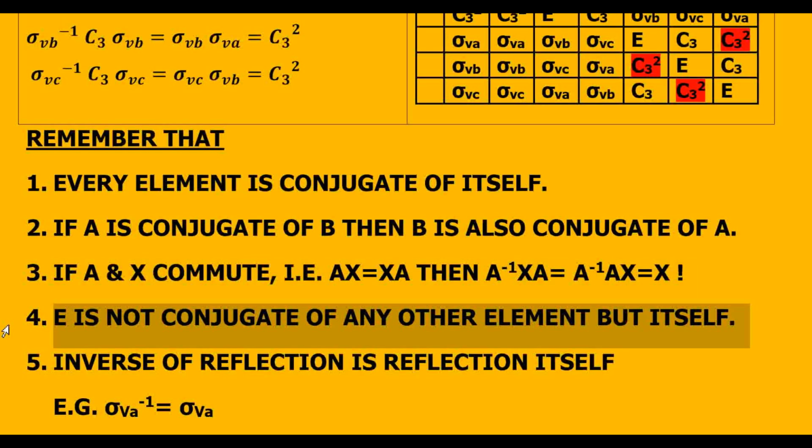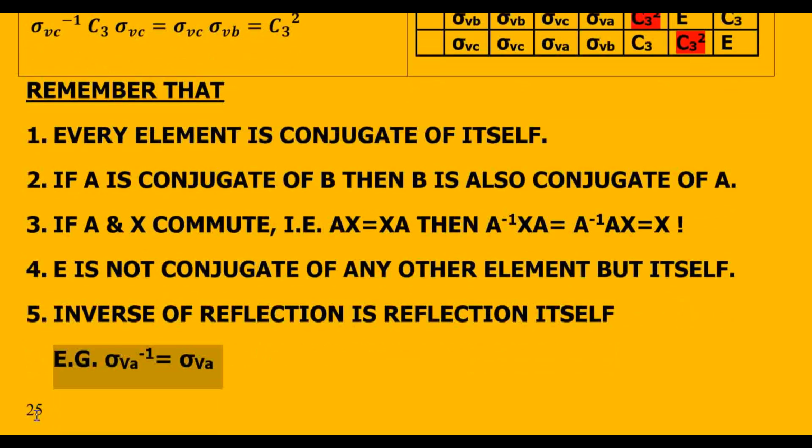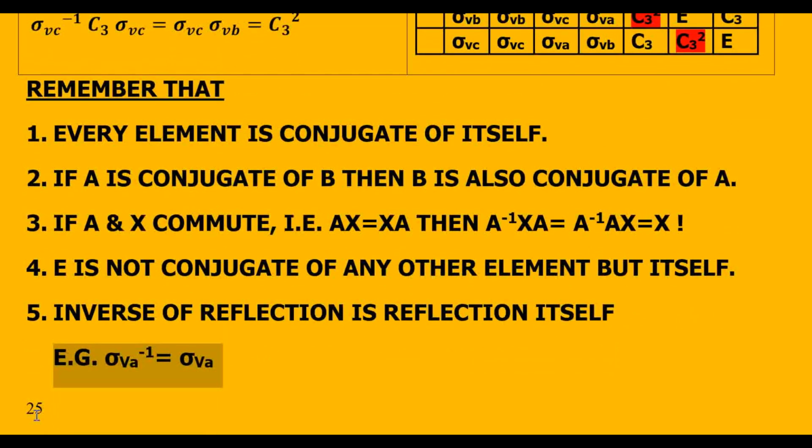The fourth important point is E is not conjugate of any other element but itself. It is conjugate of itself only. Therefore it will have its own class. No other elements will be there in the class that contains E. And the fifth important point is that the inverse of a reflection is the reflection itself. That is, sigma VA inverse is always equal to sigma VA. That is just an example. In all the cases you will find that the inverse of a reflection is the reflection itself.